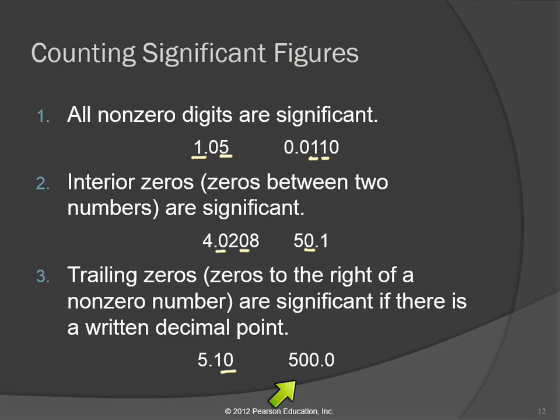In this number, 500.0, these are all trailing zeros with a decimal point. So in the example above, with 0.0110, is the last zero in that one significant? Yes. This is another example of a trailing zero where there is a written decimal point in the number. These are the other kind of zero, which is a zero that comes at the beginning of a number. We'll talk about that one next.